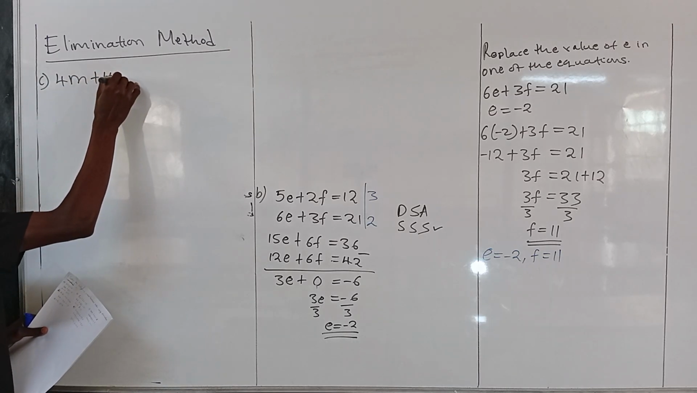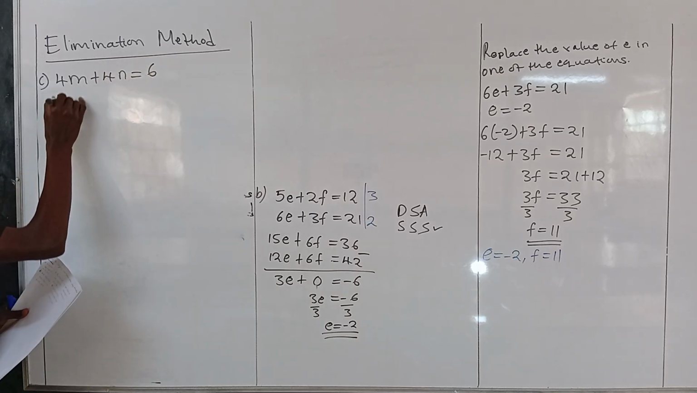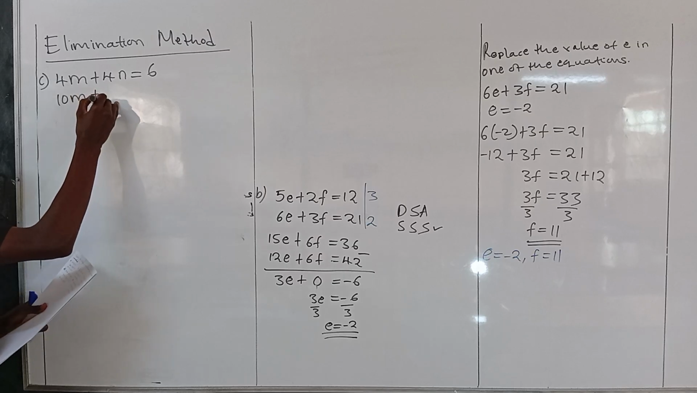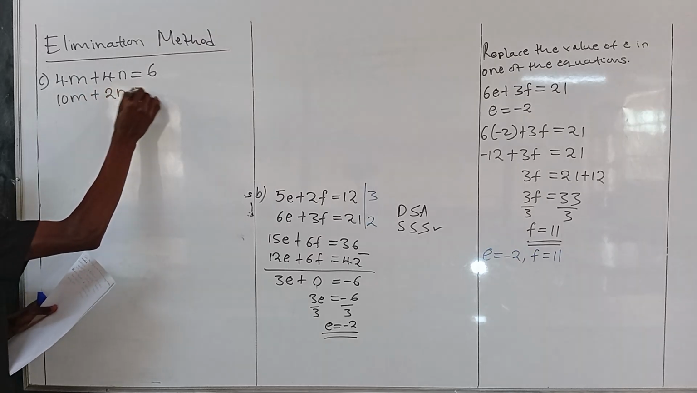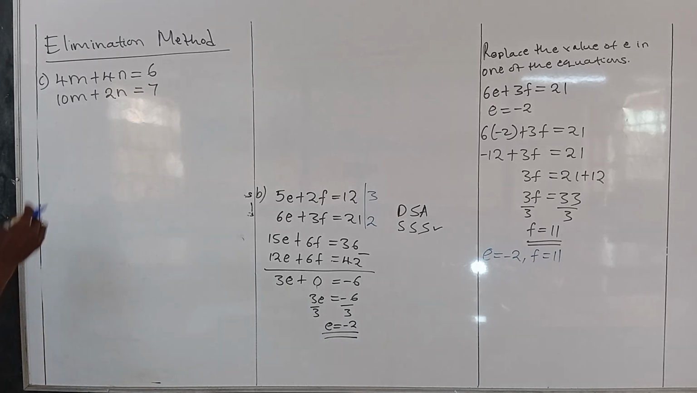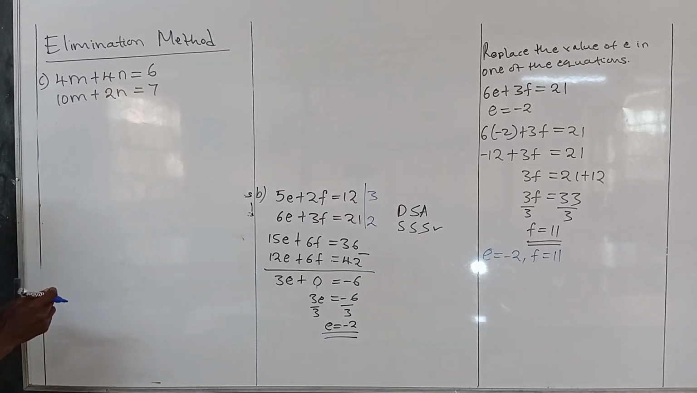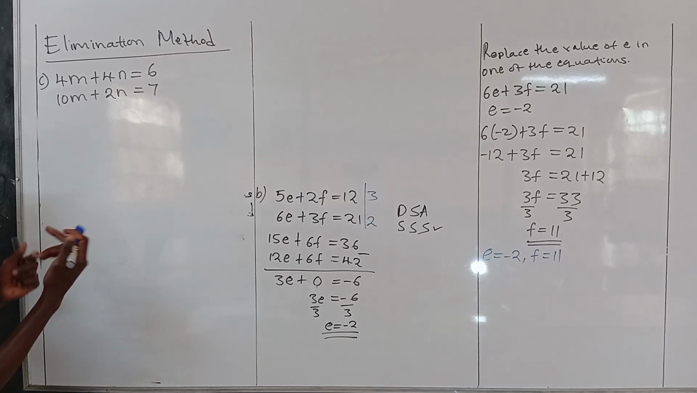4m plus 4n is going to give us 6, and then we have 10m plus 2n is going to give us 7. So from there, the first step, you choose one of the letters to eliminate, and for this case, I'll choose letter n. So after that, check the numbers that are before n, the coefficients of n. Here it is 2, and here it is 4. So the LCM of 2 and 4 is 4. So the signs are positive and positive.